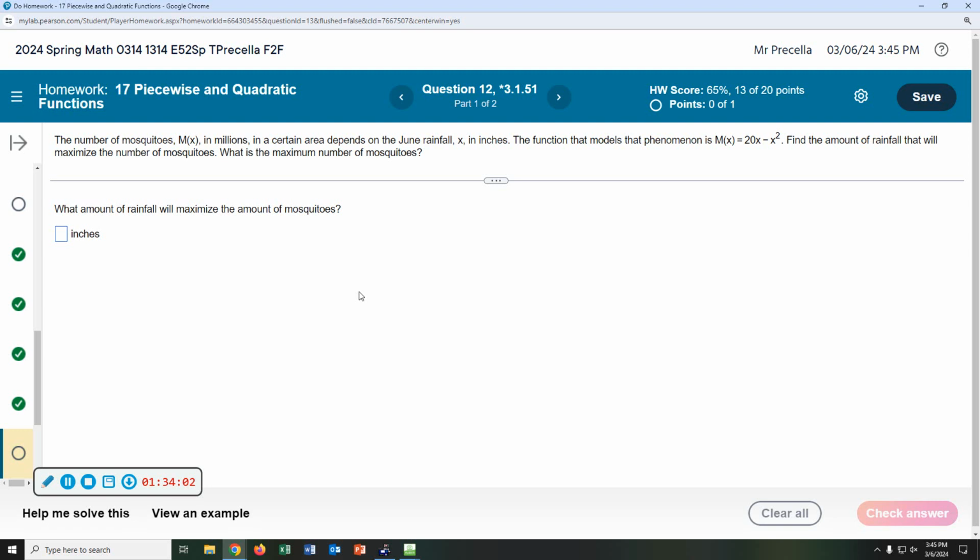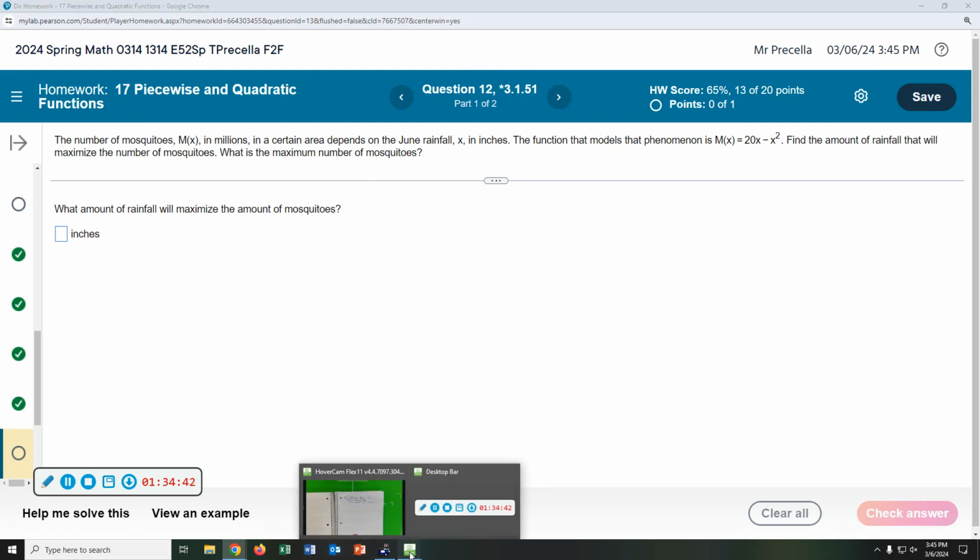Okay, well, I'll write it down. Write down the formula. M of X equals 20X minus X squared. M of X is the number of mosquitoes. I'm just going to write mosquitoes out of brevity, since it's almost spring break. And X is inches of rain. It says right here, June rainfall X in inches.